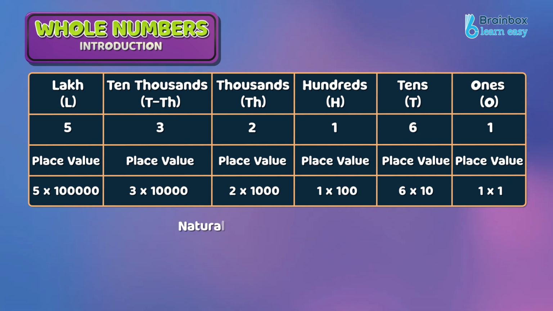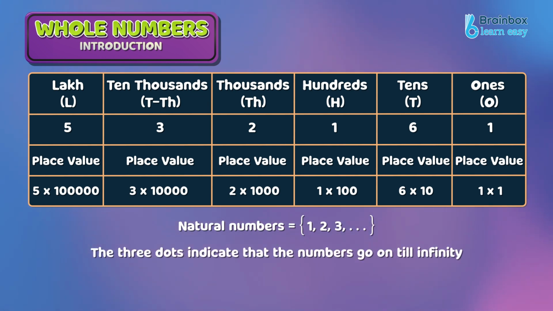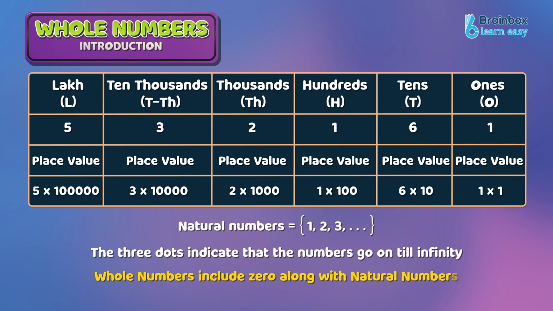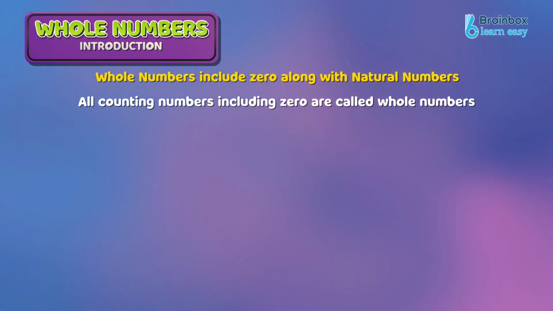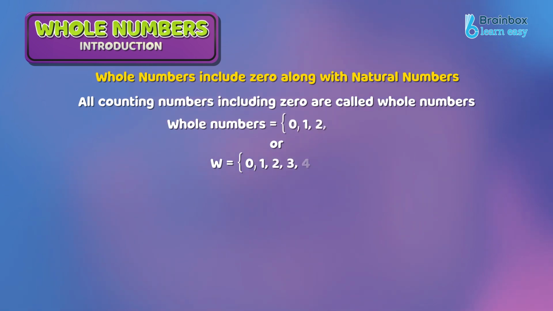Since natural numbers are counting numbers that start from 1, we cannot include 0 in that family of numbers. Hence, we add 0 to natural numbers and give it a different name, called whole numbers. So, we can now say all counting numbers including 0 are called whole numbers and can be written as 0, 1, 2, 3, 4 till infinity.